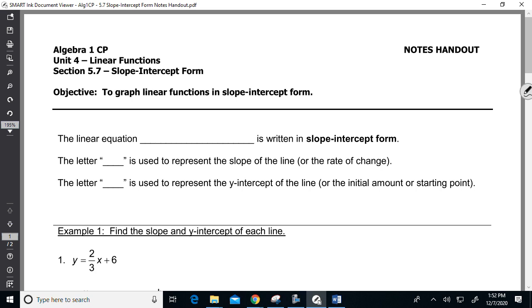Slope-intercept form is y equals mx plus b. You will use this pretty much in every level of math in high school. Every level of math in high school uses y equals mx plus b. X and y represent variables. M and b represent numbers.